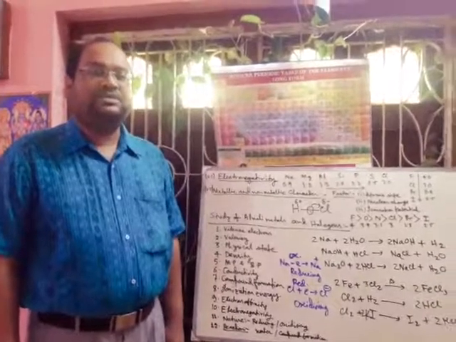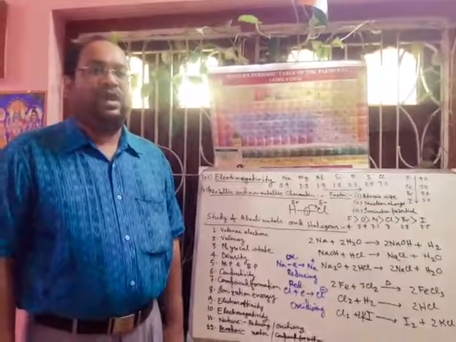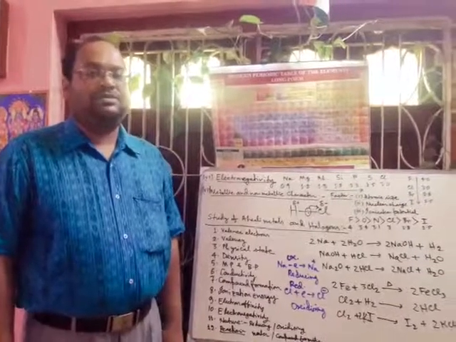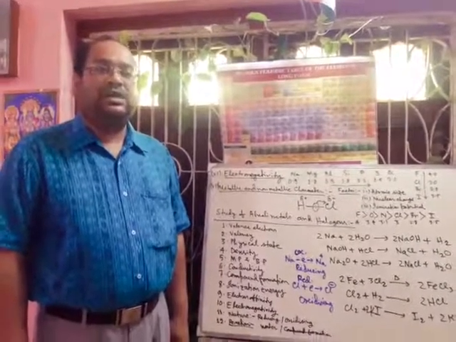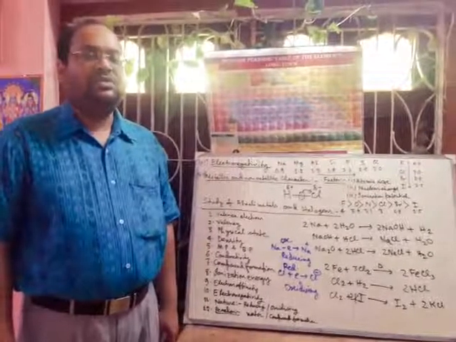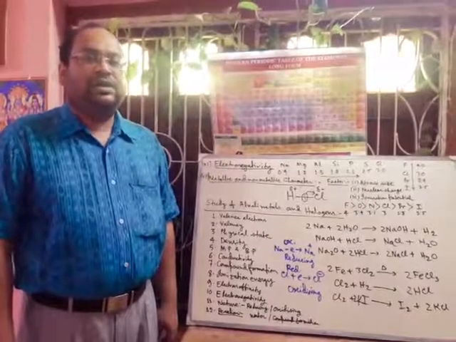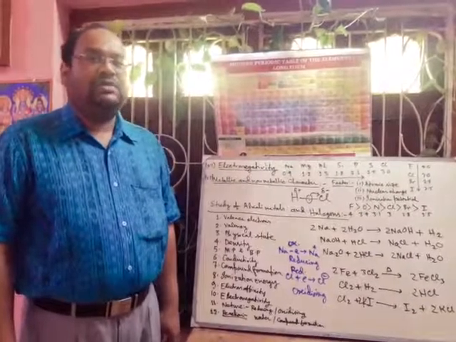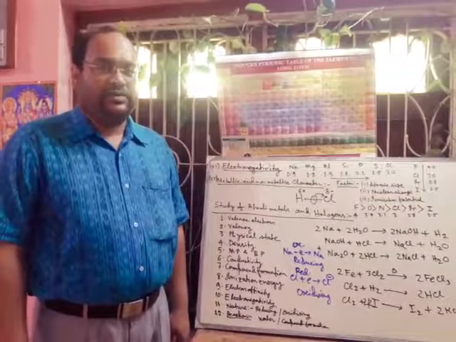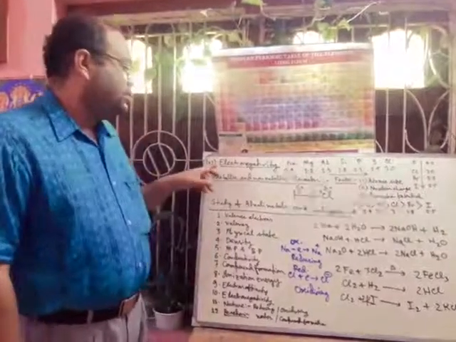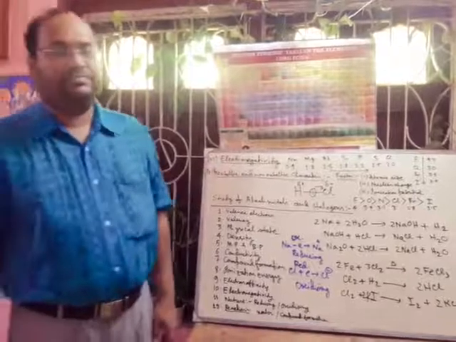In my previous video about the periodic properties, I discussed up to the electron affinity. Today, I shall start from the periodic property electronegativity. So, what is the definition of electronegativity?